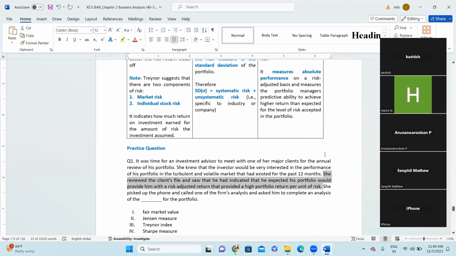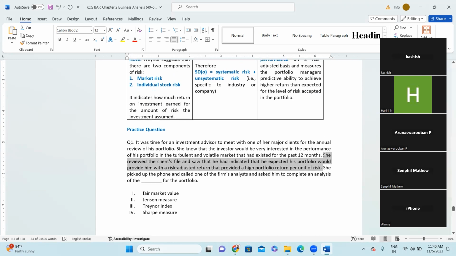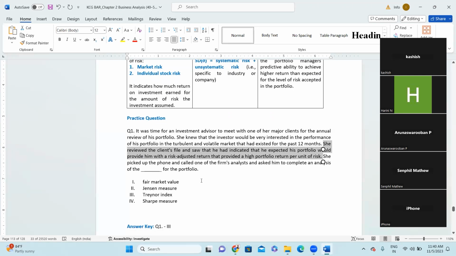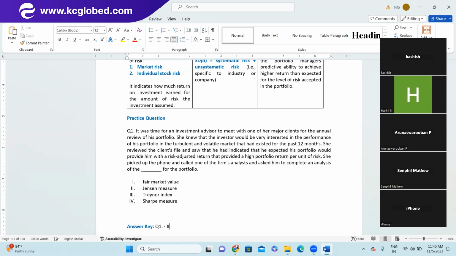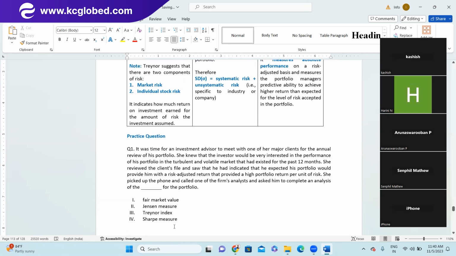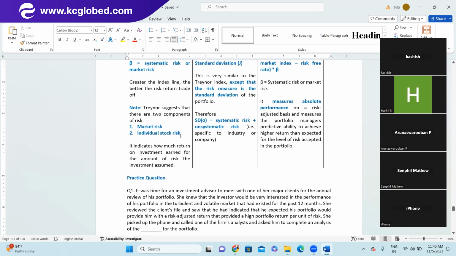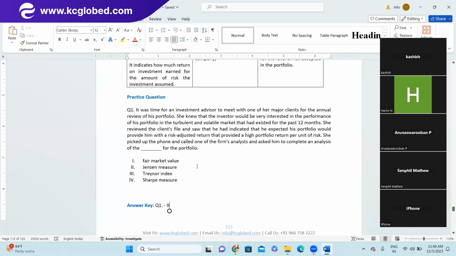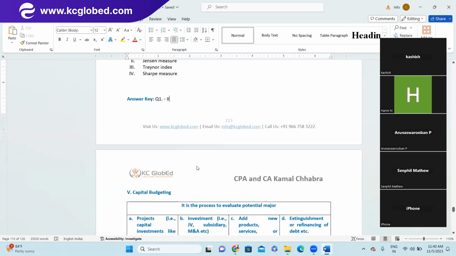So it measures the absolute performance on a risk-adjusted basis and measures the portfolio manager. Yes, you're right. So the second option is correct. Jensen. Because third is written, it indicates how much return on investment is earned for the amount of risk on the investment assumed. No, third is right. No, second is third right. Jensen is right, yes, sir.